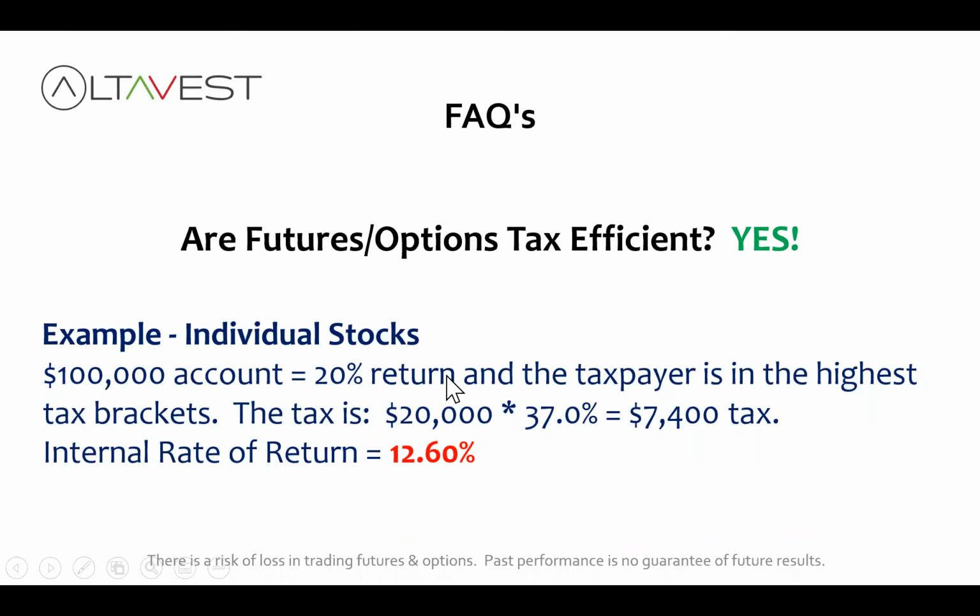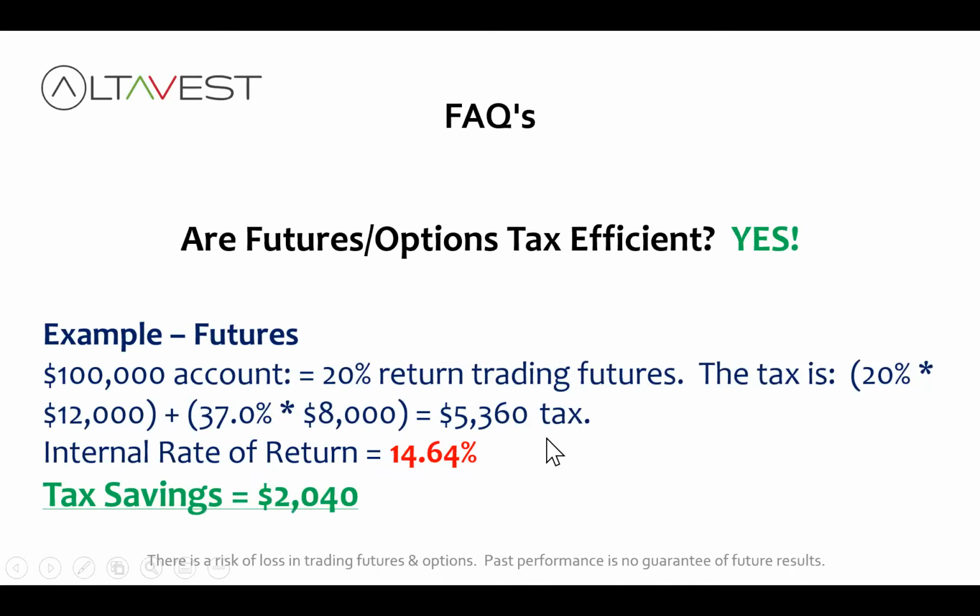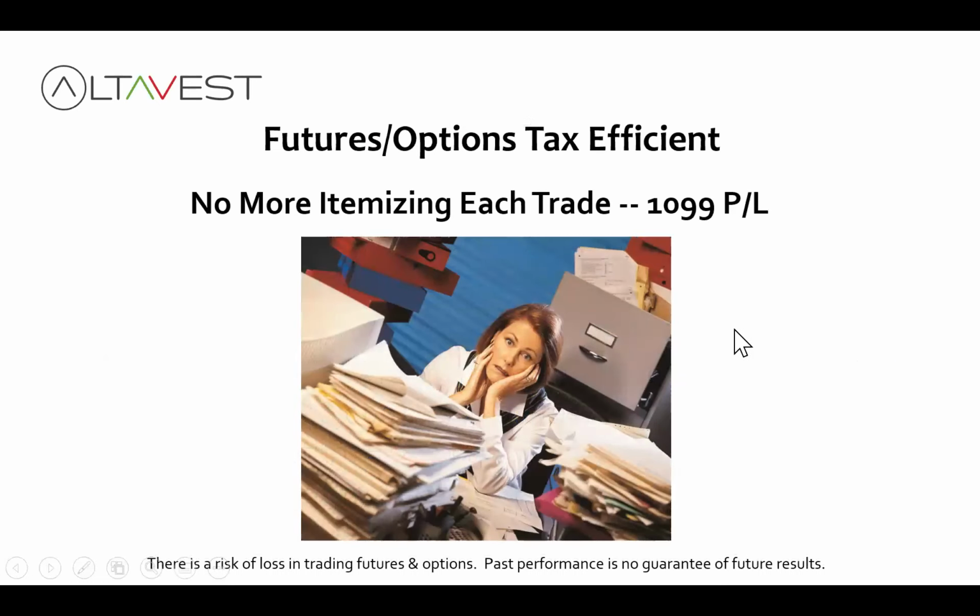If you're trading stocks in this example, you get a 12.6% return. I won't go through all the numbers, but if you're trading with us in that same example, just because you're in a tax efficient market, your return goes up to 14.64%. You save $2,000 in taxes, basically just by doing nothing different other than trading in a different market. There's no more itemizing either. You get the 1099 with your P&L.